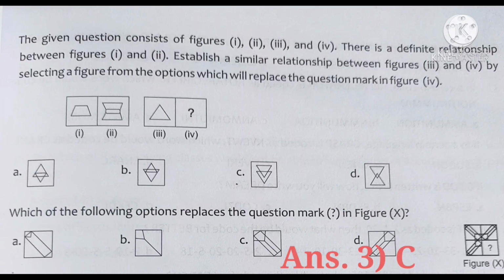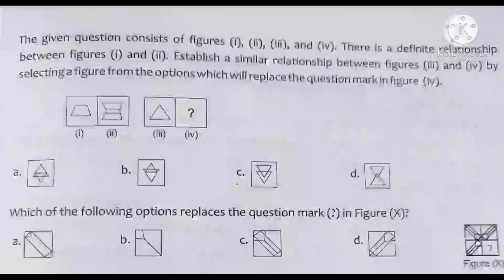Number 4: the given question consists of figures 1, 2, 3 and 4. There is a definite relationship between figures 1 and 2. Establish a similar relationship between figures 3 and 4 by selecting a figure from the options which will replace the question mark in figure 4.